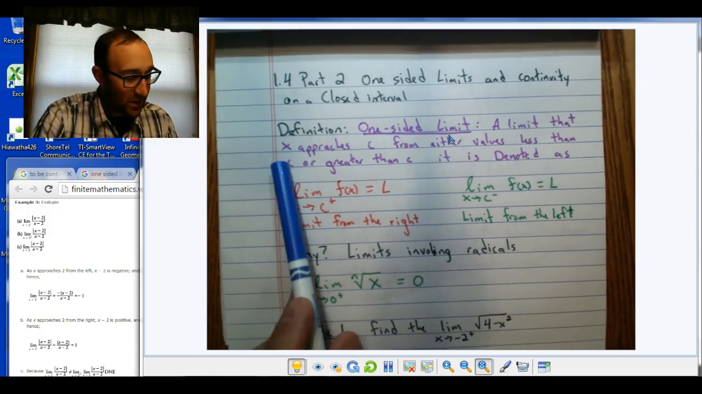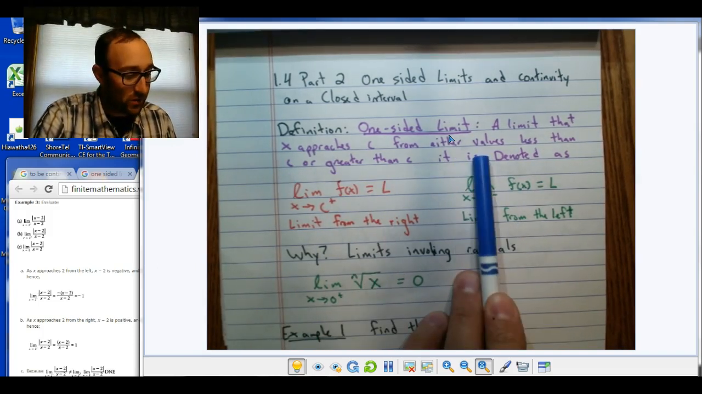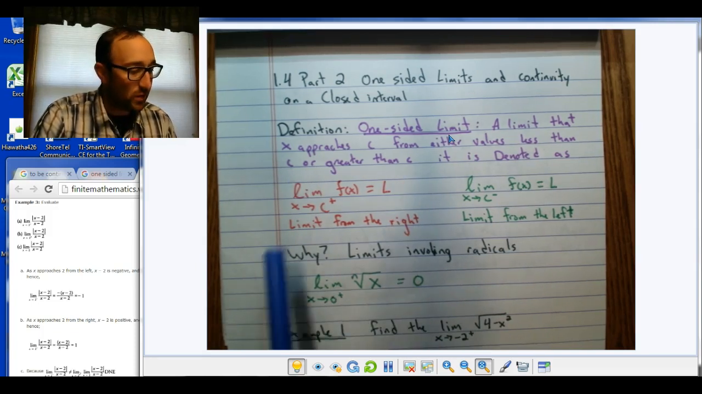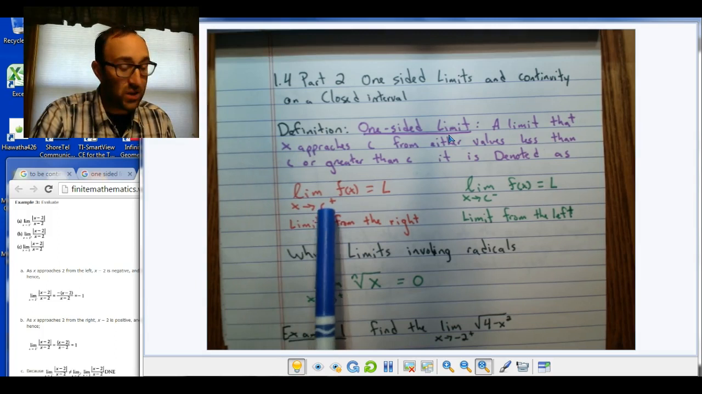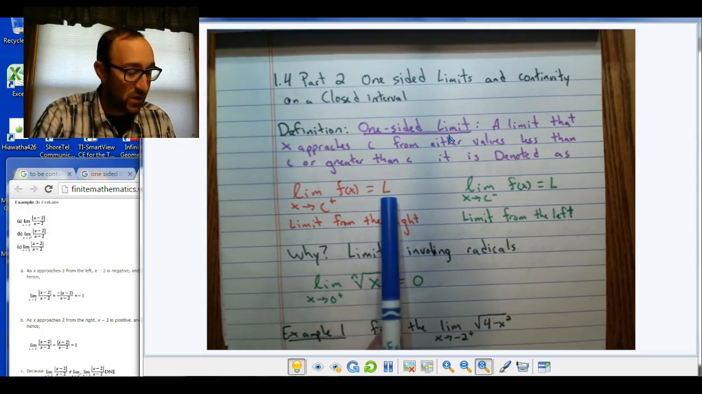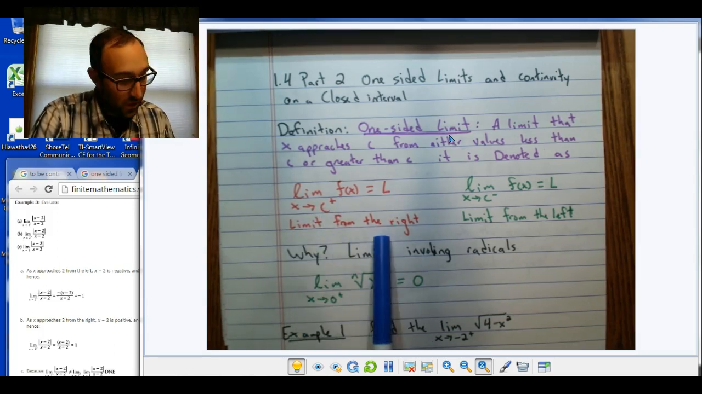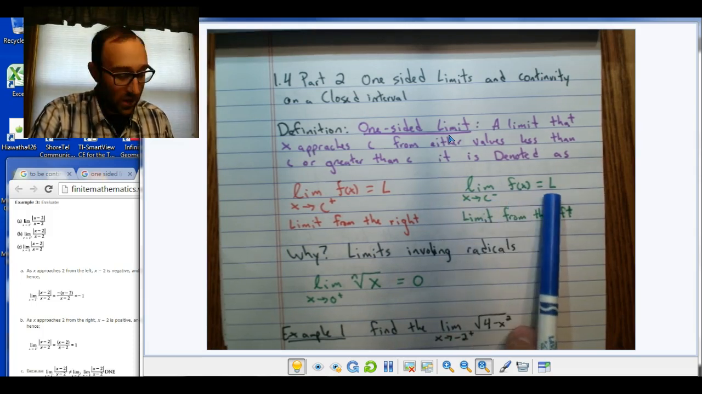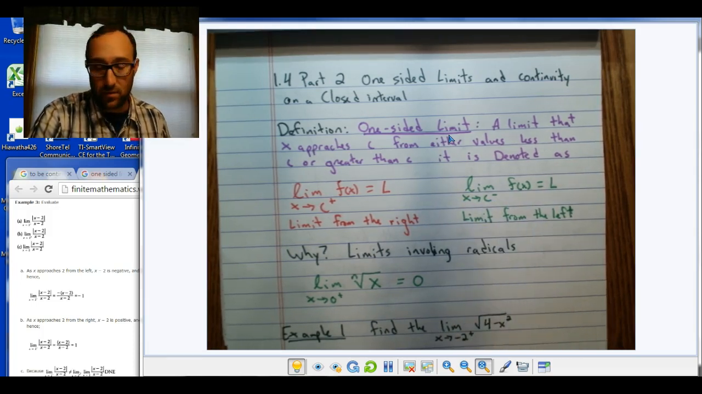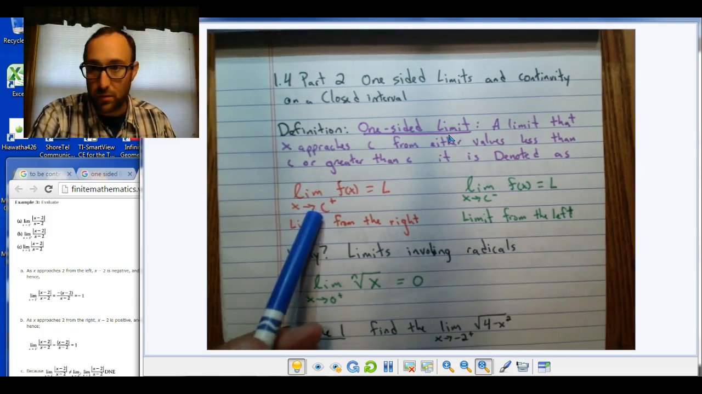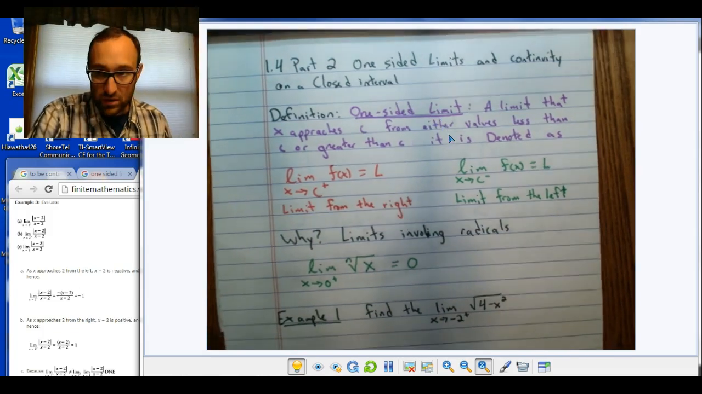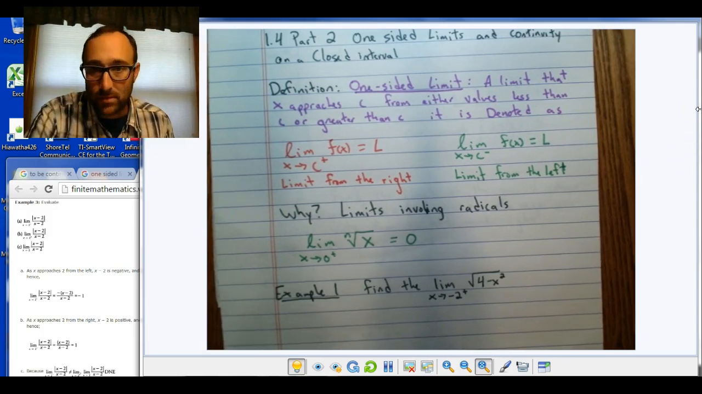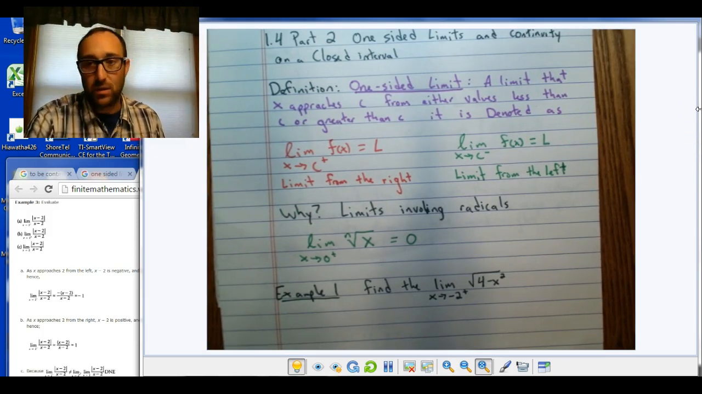Alright, so first we're going to talk about the definition of a one-sided limit. It's a limit where x approaches c from either values less than or greater than c. It's denoted as the limit as x approaches c plus of f of x equals L, and that's the limit from the right. And the limit as x approaches c minus of f of x equals L is the limit from the left. So the minus is from the left, plus is from the right. Pretty easy to understand, and remember it's basically just taking limits, but now we're doing it from both sides rather than just one at a time.